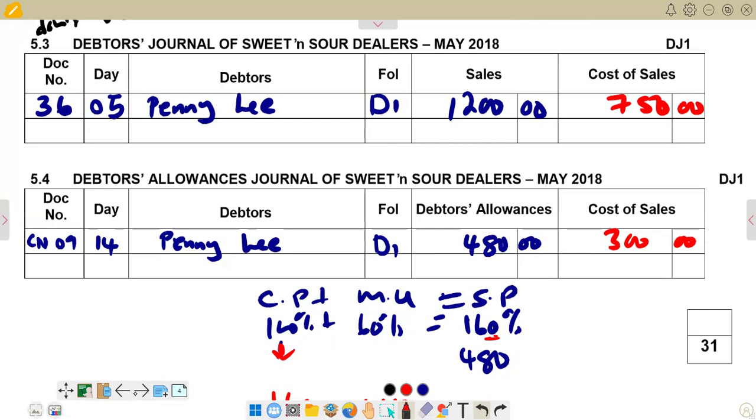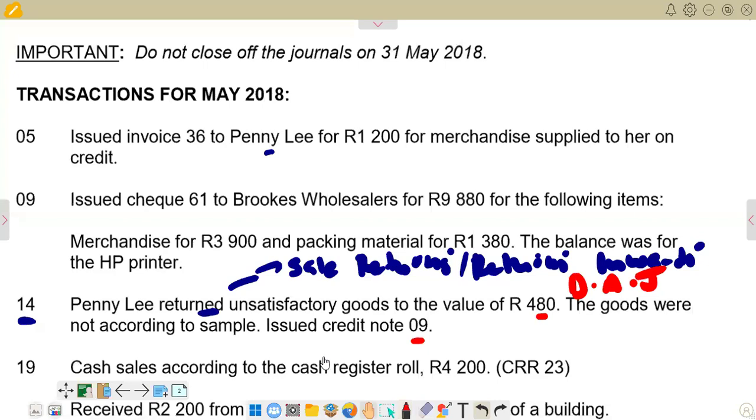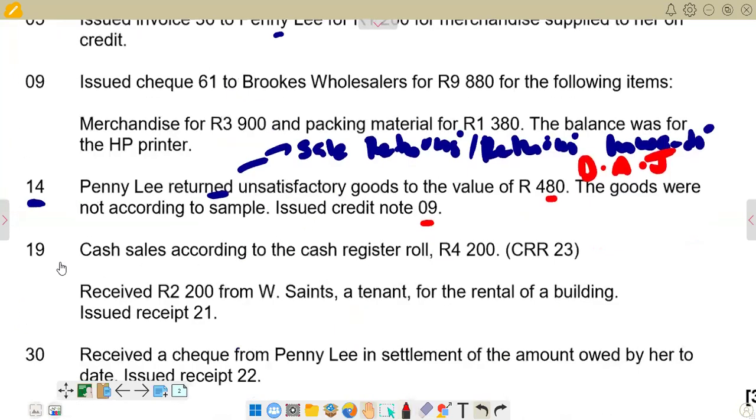We can go back and check the next transaction, on how we are going to adjust it. We have the next transaction on 19 May, where we've got cash sales according to the register roll, which is 4,200 rands for CRR 23. So CRR 23 becomes our document number, the date is 19, and the amount of the sales we put is 4,200.